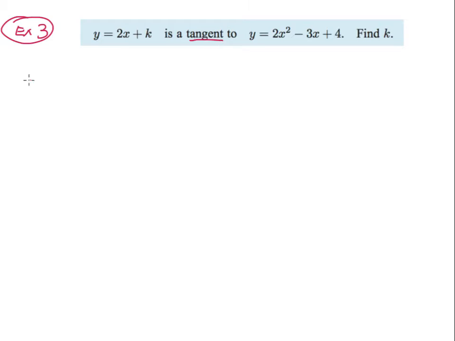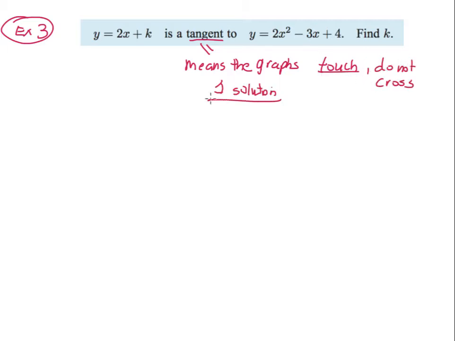Example 3. This time we're going to look at a linear equation that is tangent to the quadratic equation. We're going to find k. So you set it up the same way, but the word was tangent. Tangent means that they meet at one spot. So this is where they just touch each other. And so I should have one solution to my problem. So we're going to set it up.